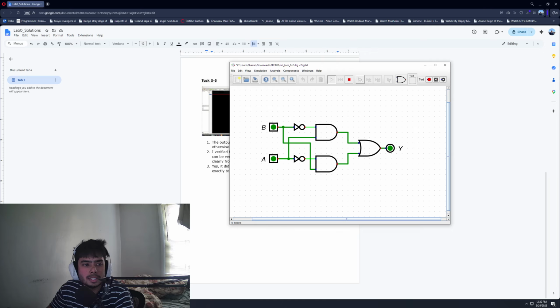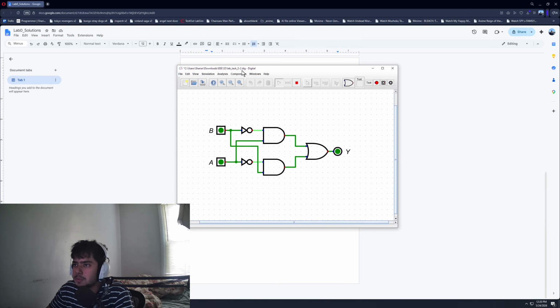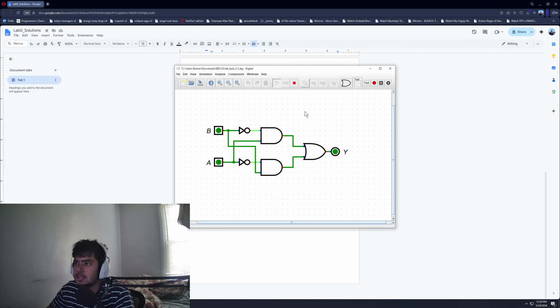Here I'll be completing task 4 for Lab 0 of class EEE 120. So I have all the other tasks completed, and I'm supposed to go over the circuit in Digital and also GTKWave and show the functionality and explain it.